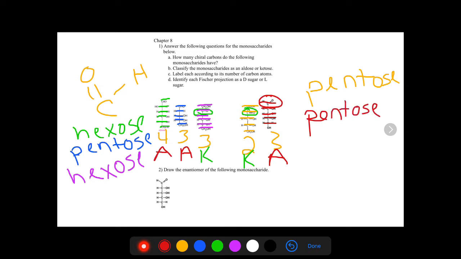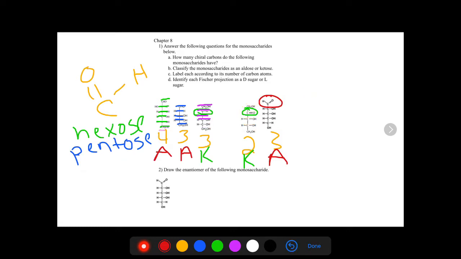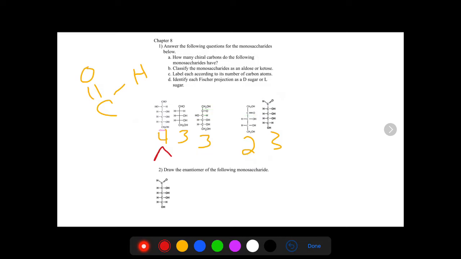Okay, the last one is identify each Fisher projection as D sugar or L sugar. So on these, you'll have to remember that the OH on the last chiral carbon is what determines if we have a D sugar or an L sugar. So if it's to the right, it's going to be D. If it's to the left, it's going to be L. Just try and clear this off a little bit here.